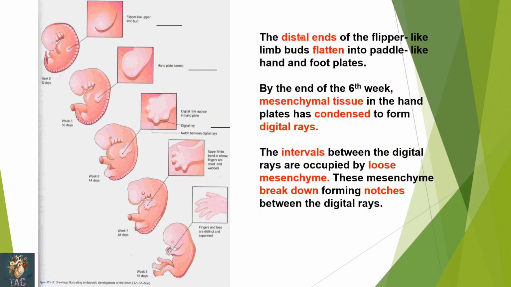Then the distal end of the flipper-like limb buds flattens into paddle-like hand and foot plates, and by the end of the 6th week, the mesenchymal tissue in the hand plate has condensed to form digital rays. Intervals between digital rays are occupied by loose connective tissue, and this mesenchyme breaks down, forming notches between the digits. So here you can see initially these foot plates and hand plates are flattened. Later on they are webbed, and after this programmed cell death occurs in this area, which will later on form the fingers and the toes in upper and lower limb respectively.